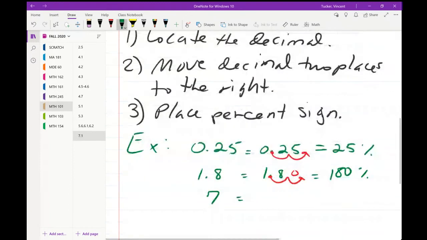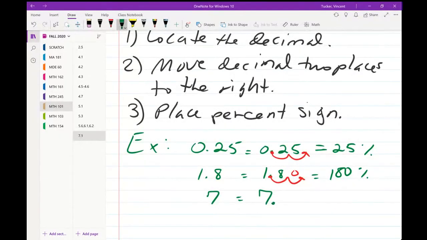Then for 7, if you don't see a decimal, they assume you know that it's to the right of your rightmost digit. Once again, move it 2 to the right, zeros as placeholders, 700%. All right, questions?